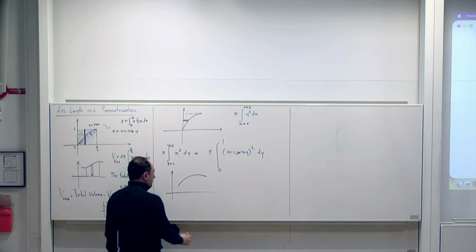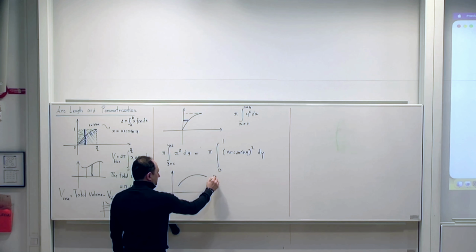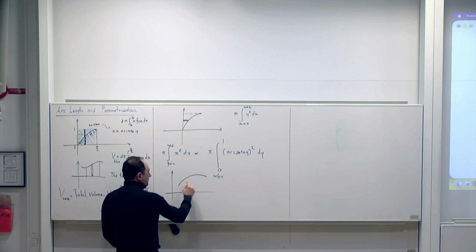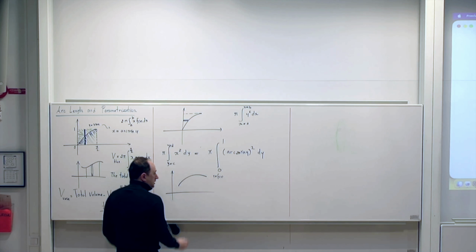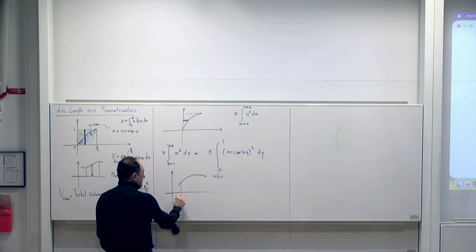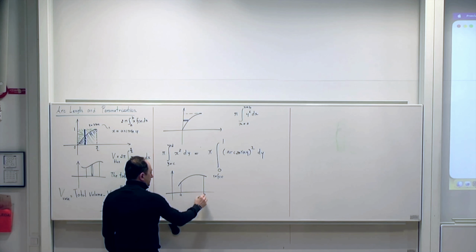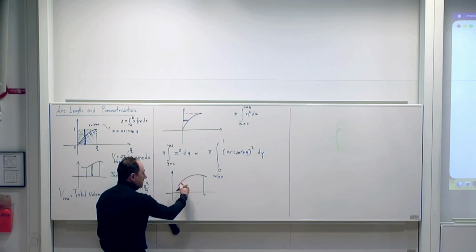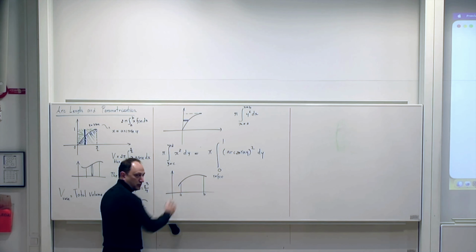But the point is that if I give you this function, for example, this function has a graph. Let us focus on one part of the graph from A to B. And then I want to find the length of this arc. What do I mean by the length of the arc?